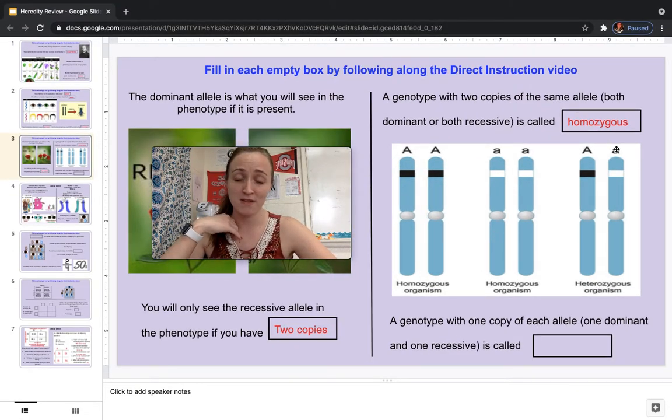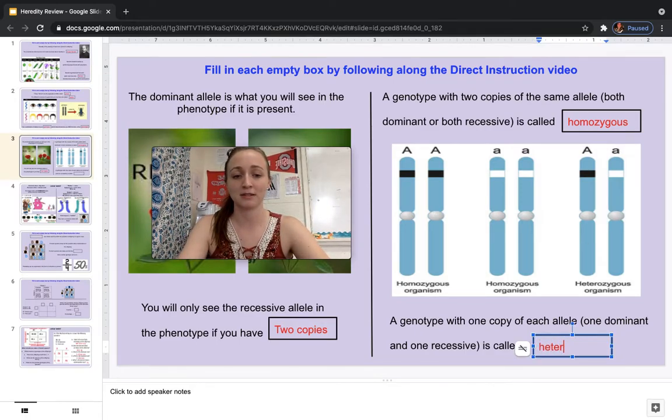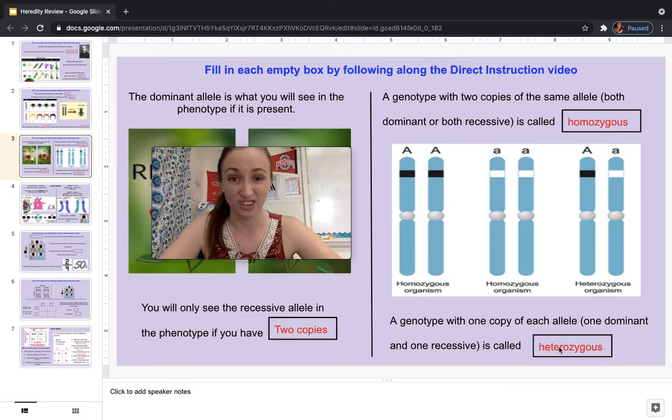Now, if they have one of each, one dominant and one recessive, that's what we call heterozygous, because the prefix hetero means different, right? So we're going to have two different alleles, a dominant and a recessive. Since these have two dominant alleles, this will show the dominant phenotype. Over here, the heterozygous will also always show the dominant phenotype because it has a capital letter in it. The two lowercase a's, however, the homozygous recessive, will always show the recessive phenotype because it has no big letters there dominating over the tiny letters.